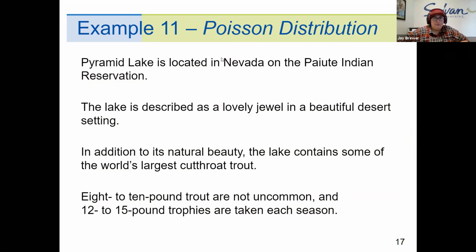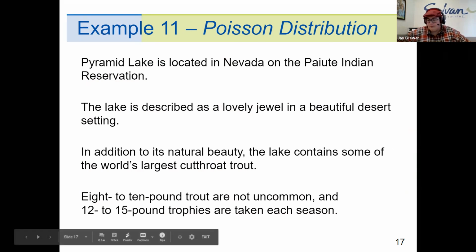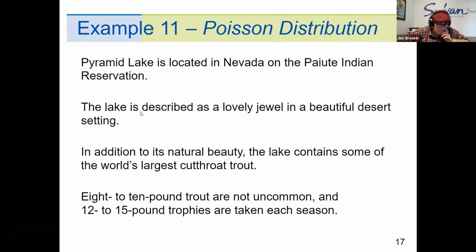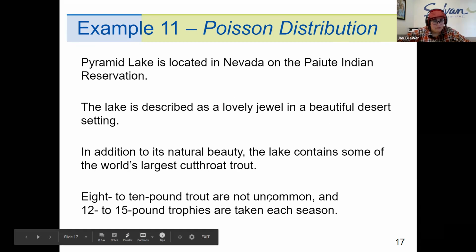All right. Let's look at this example. I believe this will be the last example. I don't think it goes too much further in depth on these. Pyramid Lake is located in Nevada. The lake is described as a lovely jewel in a beautiful desert setting. In addition to being a natural beauty, the lake contains some of the world's largest cutthroat trout. 8 to 10 pound trout are not uncommon, and 12 to 15 pound trophies are taken each season.